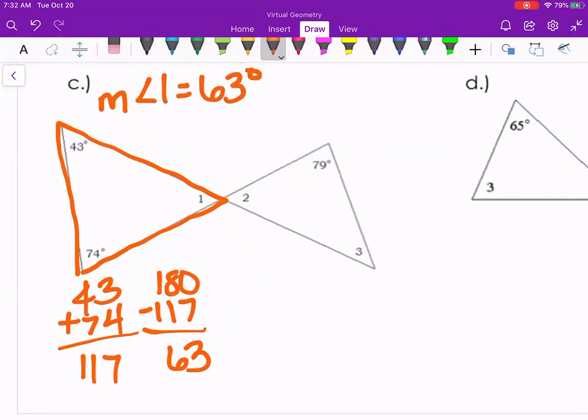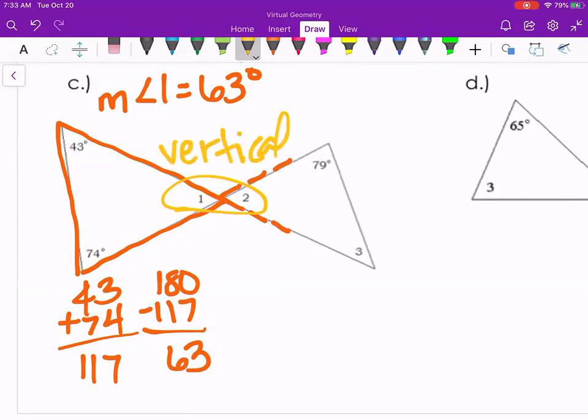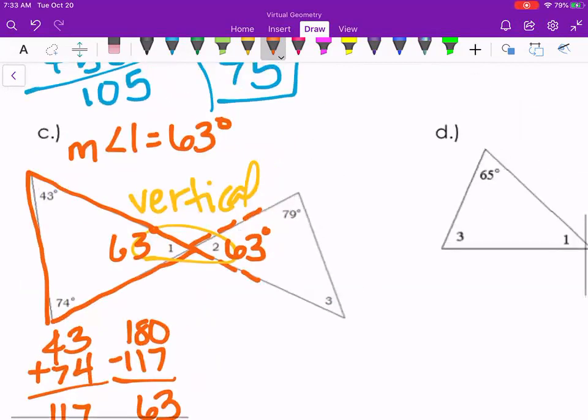Let's keep going and see now if we can find angle 2. Now remember, angle 1 and 2 are vertical angles. Which means they should be exactly the same measure. So if angle 1 is 63, so is angle 2. They're across from each other, so they have to be the same measure. So then the measure of angle 2 is also 63 degrees.